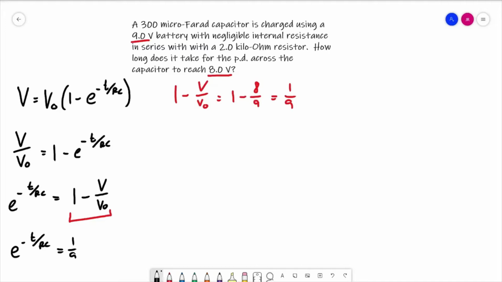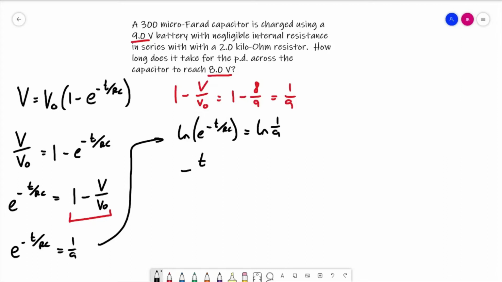Next stage then is that we need to take the natural log of both sides. So natural log of e to the minus t over RC is equal to the natural log of a ninth. And of course, when we get natural log of e to the something, they essentially cancel each other out. And what we're left with is that minus t over RC is equal to natural log of 1 over 9.